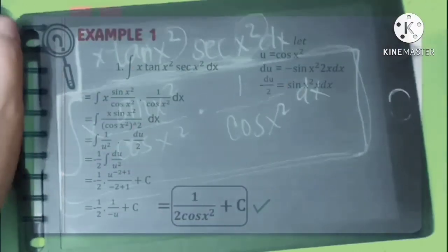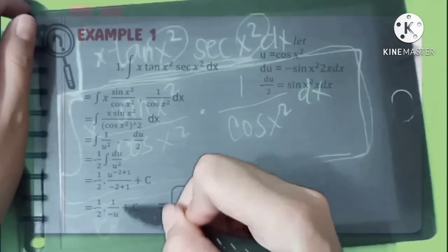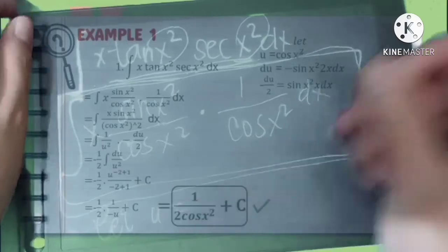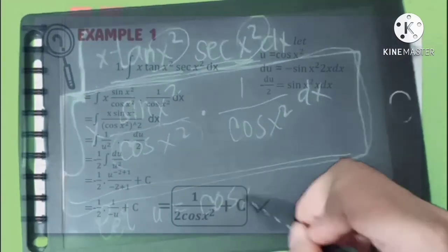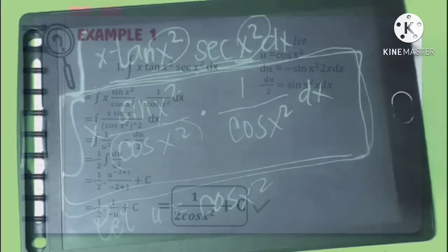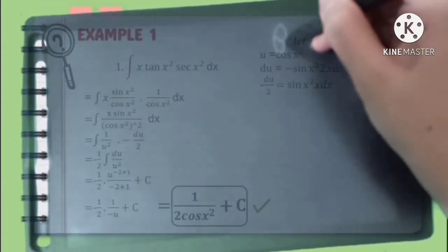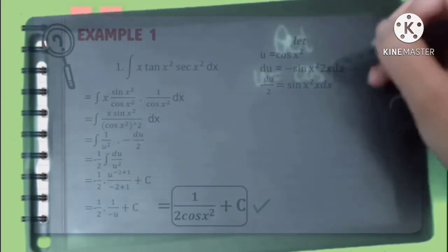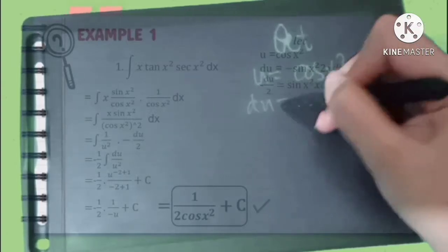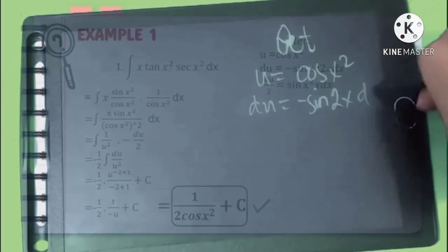Okay? So, what would be our u there? What can we let be u? So, let u is equal to cosine, right? Cosine x squared. Wait, let's rewrite. Let u is equal to cosine x squared. So, what is its derivative? Negative sign 2x dx.